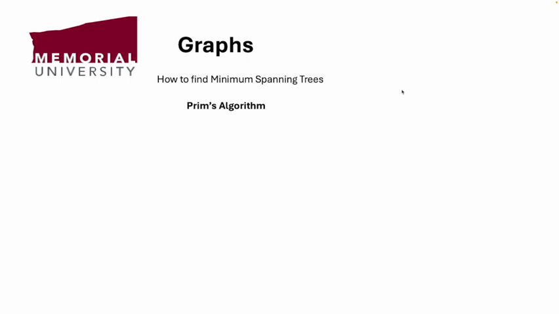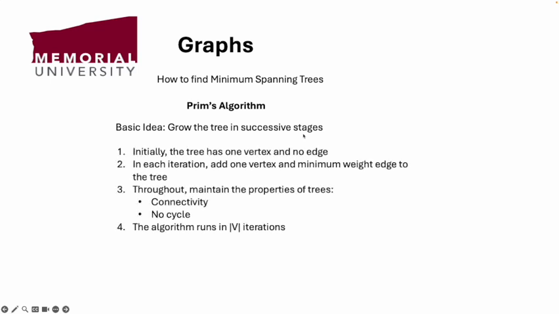First, let's discuss this algorithm, called Prim's algorithm. Prim's algorithm is a typical way to find the minimum spanning tree. They're using a very greedy approach. The basic idea is to grow the tree in successive stages. What do I mean here?